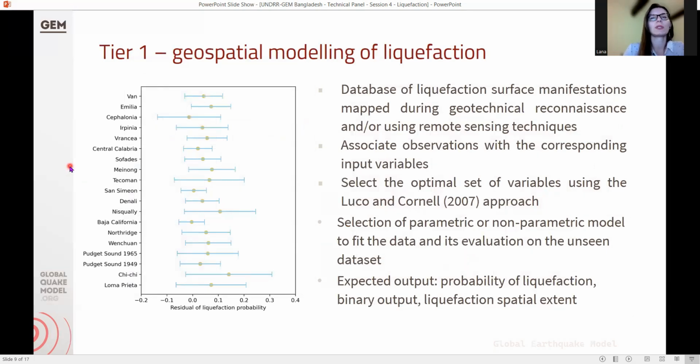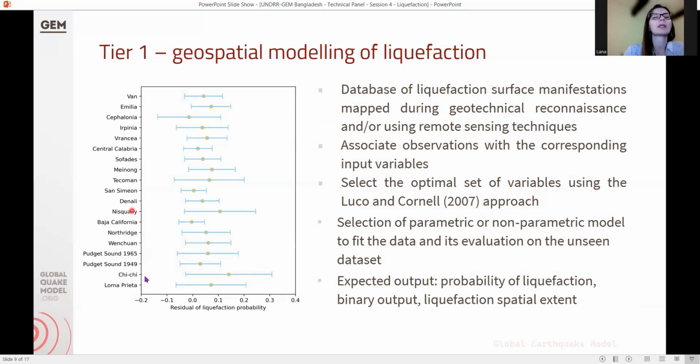These geospatial models follow several steps when we are developing them. We start with collection of data or evidence where liquefaction occurred, and associating sites with the corresponding values of features to characterize the soil wetness, density, and level of shaking. This database is then supplemented with information where liquefaction did not occur. We select the optimal set of variables using statistical analysis, such as the Luco and Cornell approach, fit the model to our data, and explore several outputs, such as probability of liquefaction, binary output, or liquefaction spatial extent.